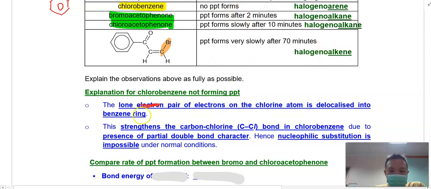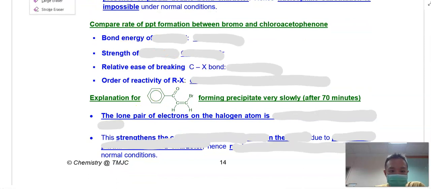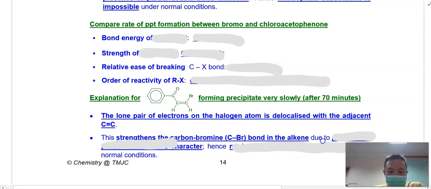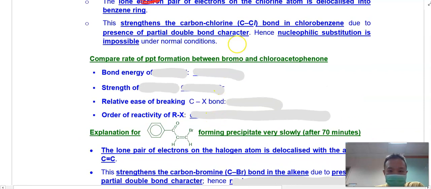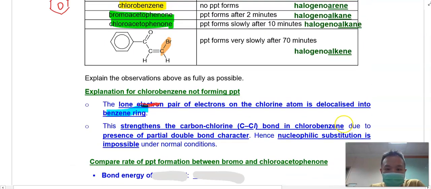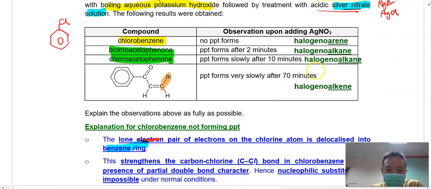Okay, for the next compound, it's going to be very similar, so let's explain this first. We explained this earlier in question 4: the lone pair of electrons is delocalized with the adjacent C=C double bond. This strengthens the C–Br bond due to the presence of partial double bond character, so you can see the phrasing is very similar. It's just that this one is delocalized in the benzene ring, and this one is delocalized into the C=C double bond. But it strengthens the C–X bond due to partial double bond character, and therefore nucleophilic substitution, in this case, to answer the context of the question, I do not say it's impossible, I just use the word difficult. Why difficult? Because eventually it still happened after 70 minutes, after a prolonged period of time.